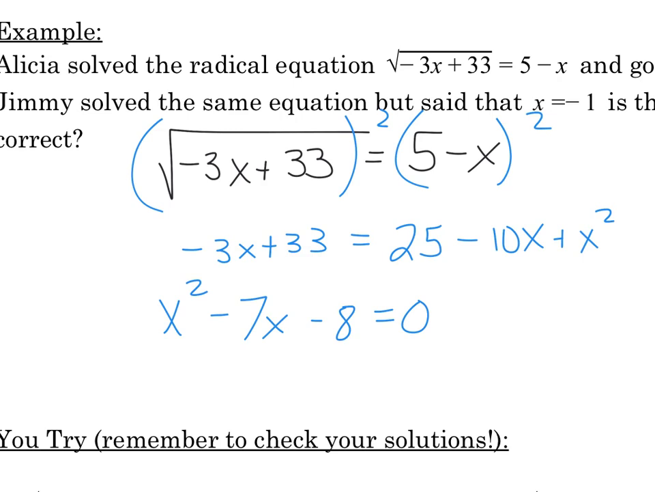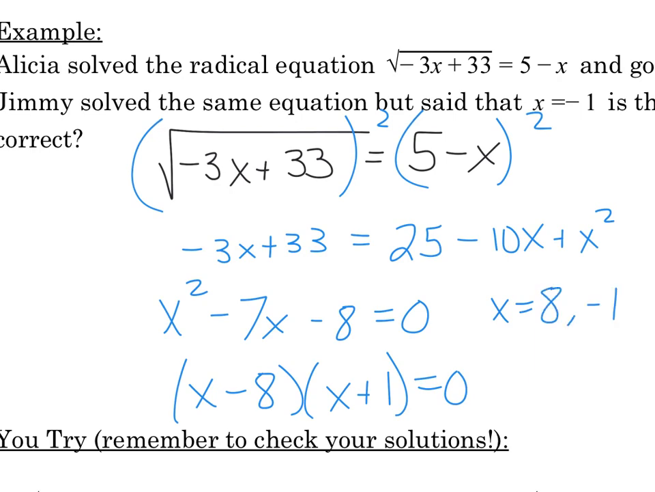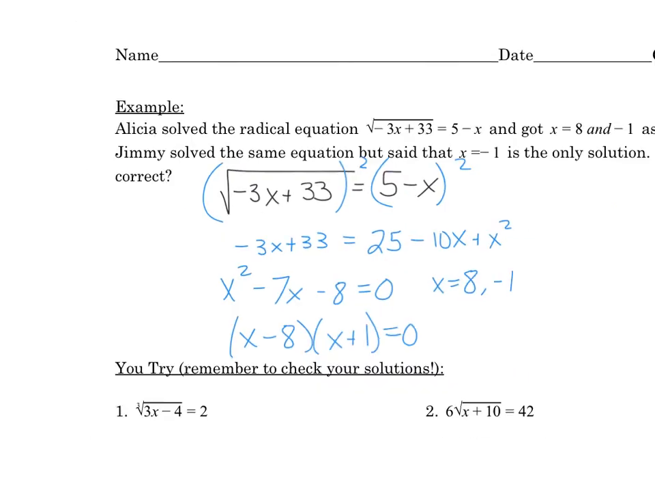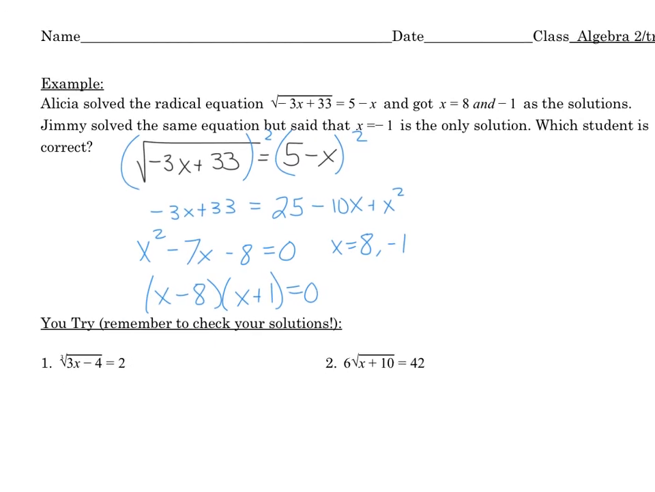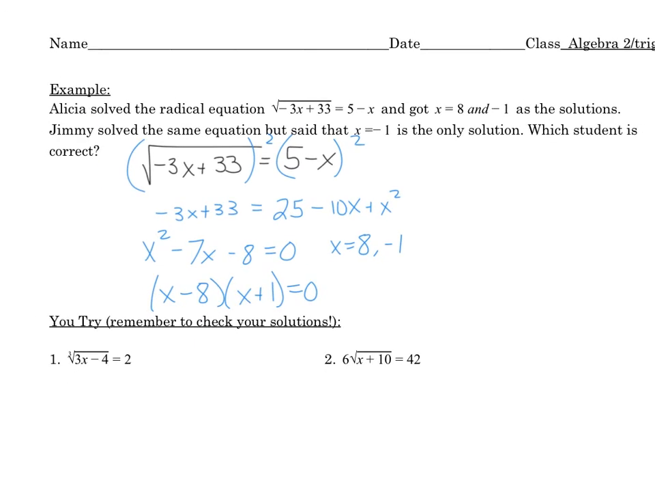So now I'm going to factor to solve this. I'm going to get x minus 8 times x plus 1 equals 0. So my 2 possible solutions are 8 and negative 1. Now, if we read carefully, that shouldn't come as a surprise to us. That's what we saw when Alicia worked this problem out, those were her 2 solutions.